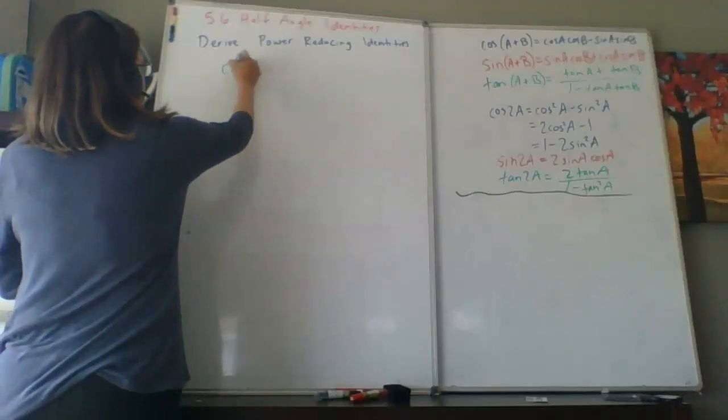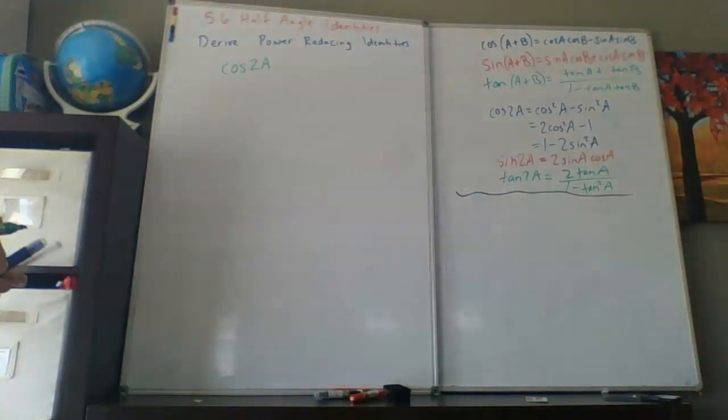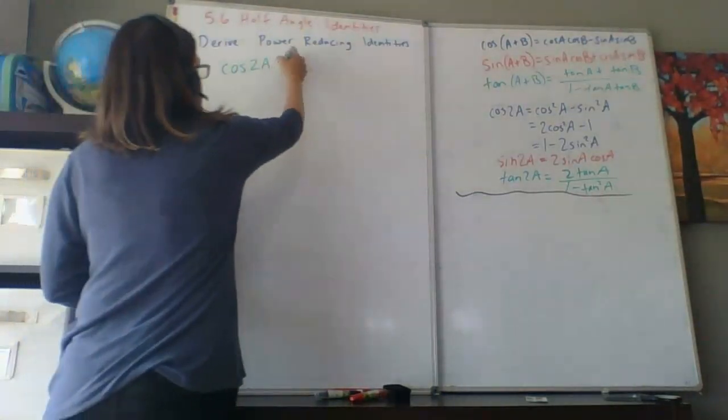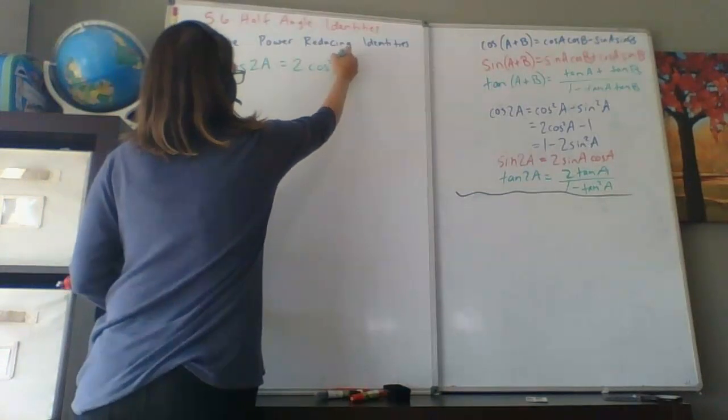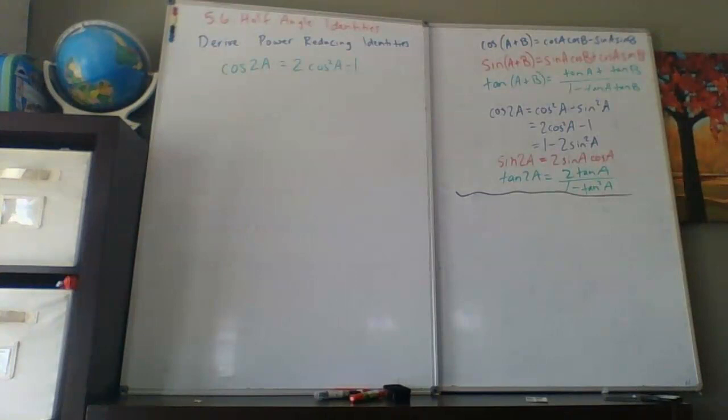We are going to use the identity for cosine of 2a, and I will start with 2 cosine squared a minus 1, and we're going to solve for cosine of a. So go ahead and pause if you want to try it.